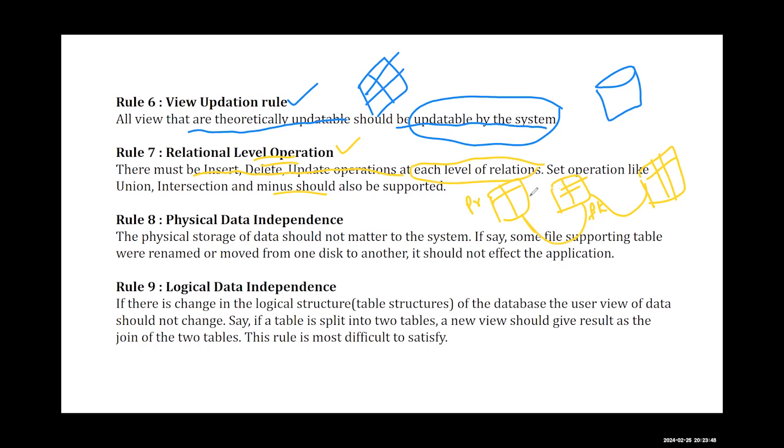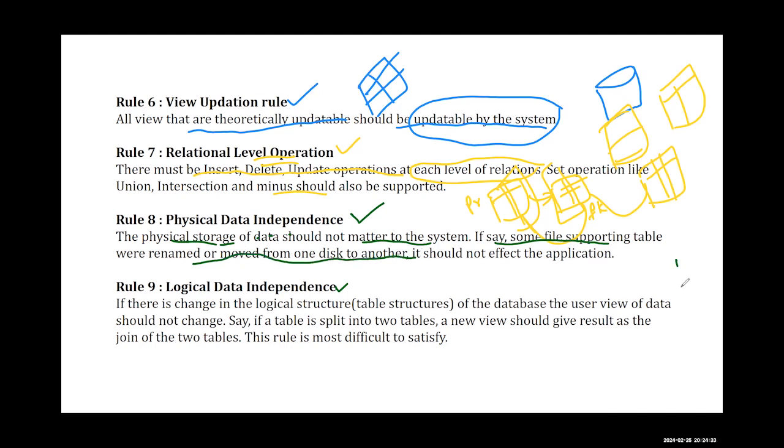Union is adding two tables, intersection is taking the common columns, and minus is subtracting the values of the first table from the second table. So these operations also I should be able to perform at any level in a relational database. Okay, so the next rule 8 says physical data independence. So what is this? This physical data independence and logical data independence we have studied already when we learned the 3 schema architecture. So physical storage of the data should not matter to the system. If say some file supporting a table were renamed or moved from one disk to another, it should not affect the application. So what does this mean?